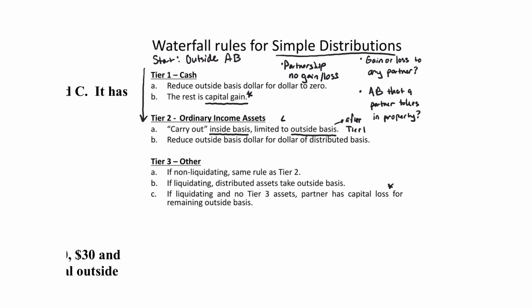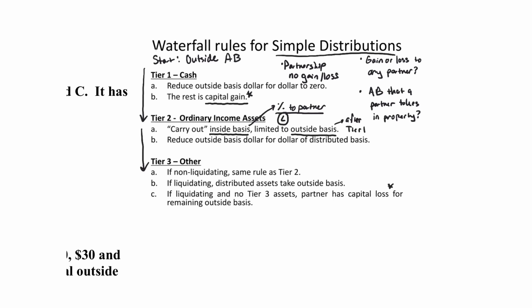We go in order. Inside basis also has to be the percentage to the partner. So if the partner is receiving a percentage of an asset, like 1/3 of inventory or 1/3 of accounts receivable, you take that percentage and use that rule. Again, it's the lesser of the inside basis, so we look at the partnership and focus on the percentage to the partner, or the outside basis to the partner after tier 1. And we reduce the outside basis and continue down to tier 3.